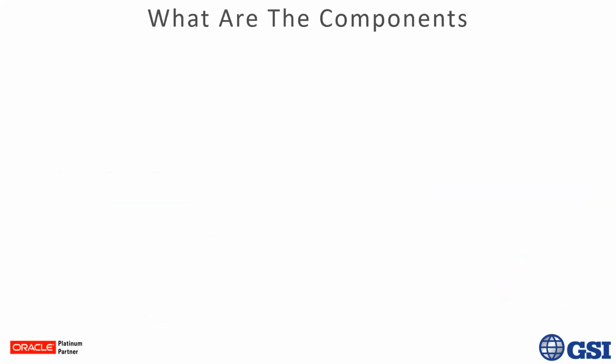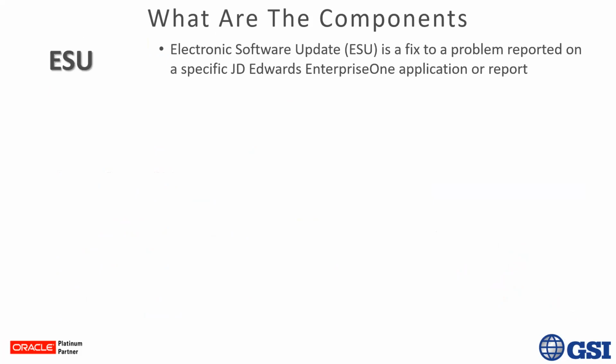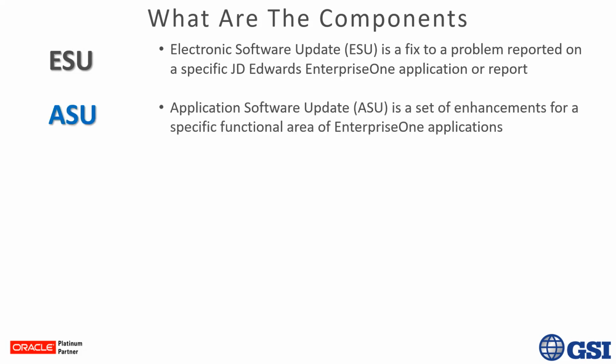So what we need to understand is this. JD Edwards periodically gives you what's called an ESU, an electronic software update. An ESU simply fixes a problem on a report or an application. It's a bug fix, okay? Maybe your approval routes in purchasing aren't working right because there's a minor bug. They'll develop an ESU to fix that. That's different than what's called an ASU, an application software update. Maybe that same purchasing process, they enhanced it and made it better, and therefore they extended the application and gave you an ASU for that.